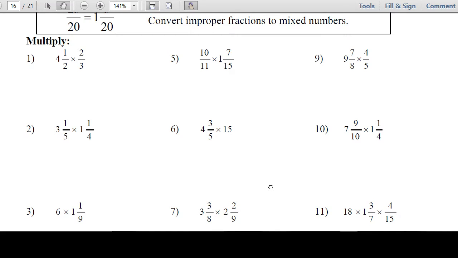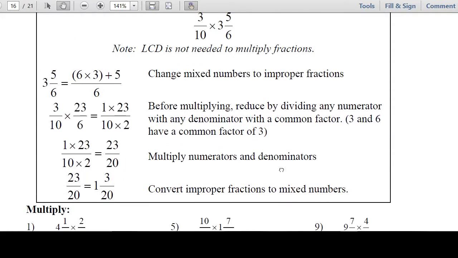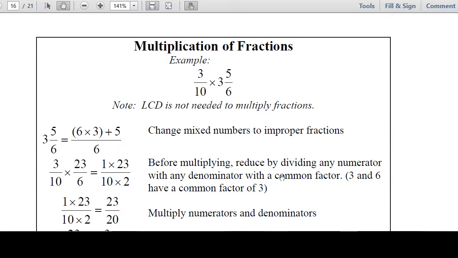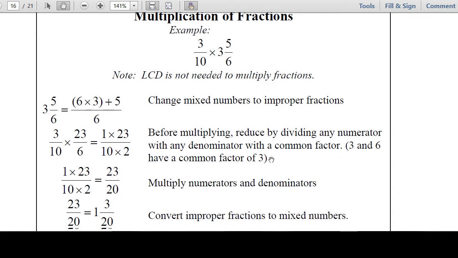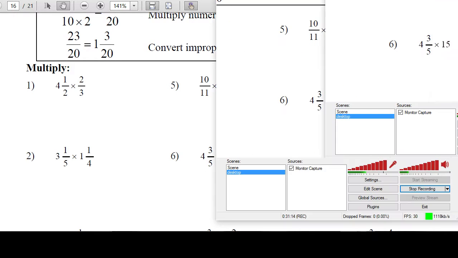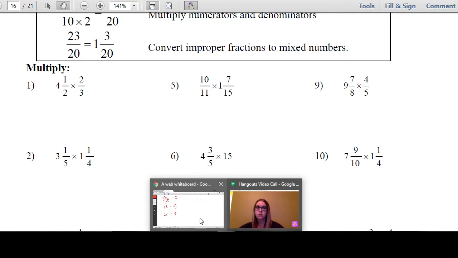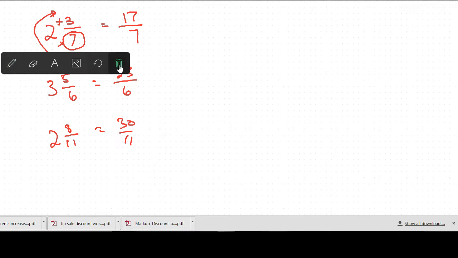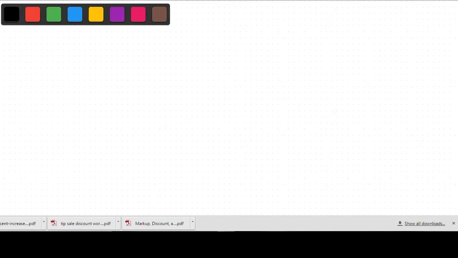Okay, now I am on page 16. And the title of it is called Multiplying Fractions. Tell me what the first 2 fractions are that we're supposed to be multiplying, so I don't have to look back. Are you there yet? Yeah. So 4 and 1 over 2 times 2 over 3.